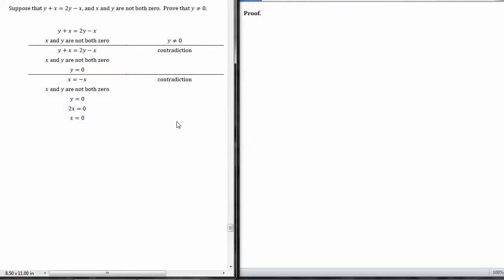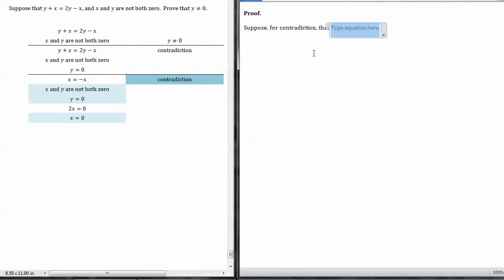And now we're pretty much done, because we know that x and y are both 0, and we have a given that says that can't happen. So that's a contradiction. So let's write this out in a proof. Suppose for contradiction, remember to tell your reader what type of proof you're doing, that y is equal to 0.